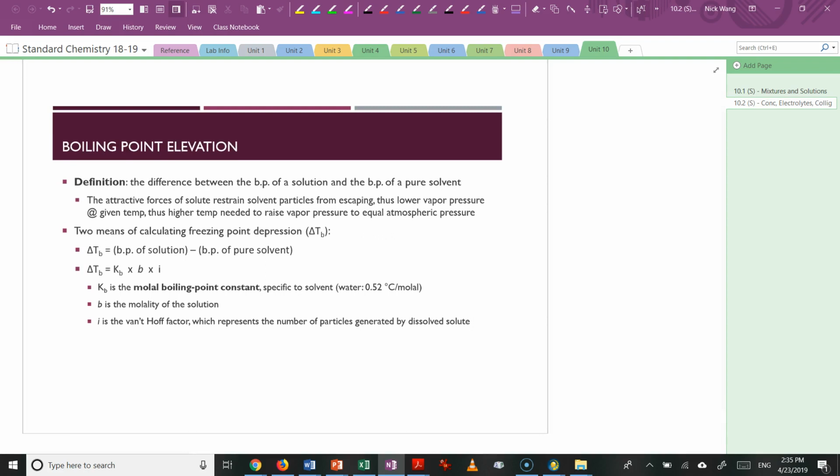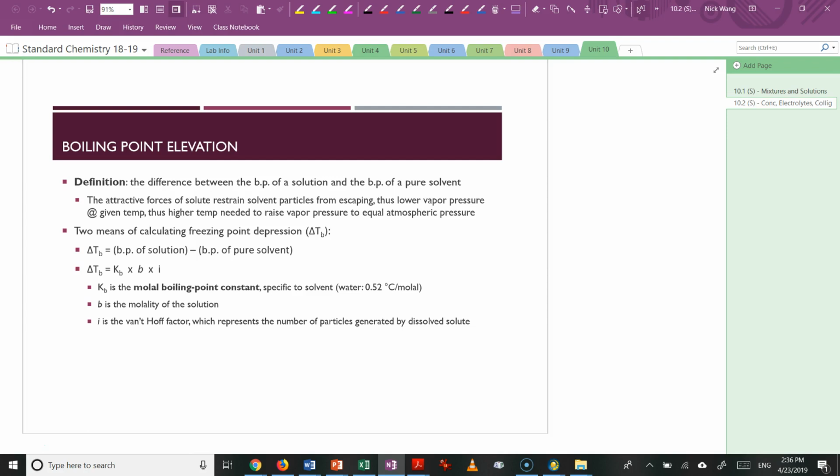So we've covered the first two, vapor pressure lowering and freezing point depression. The last one is going to be boiling point elevation. As you can imagine, this one is very similar to what we saw. We took the freezing point earlier and put it lower. The boiling point now we're going to elevate. We're going to bring it up.